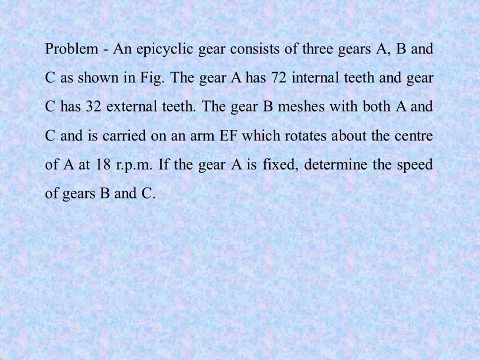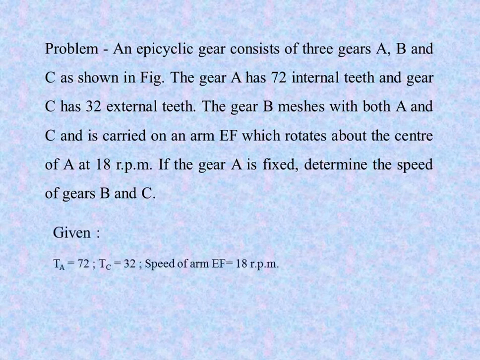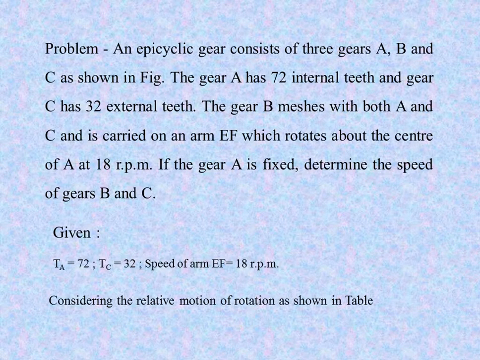Okay, so this is the sun and planet gear. We will solve a problem related to the sun and planet gear. This is the problem statement: an epicyclic gear consists of 3 gears A, B, C, as shown in the figure. Gear A has 72 internal teeth and gear C has 32 internal teeth. The gear B meshes with both A and C and is carried by arm EF, which rotates about the center of A at 18 rpm. If gear A is fixed, determine the speed of gear B and C.